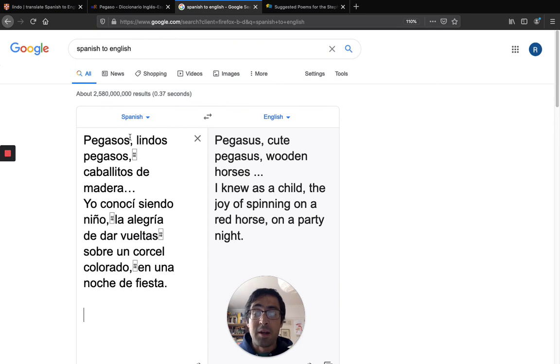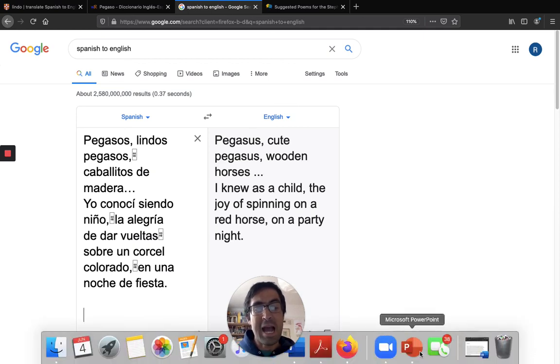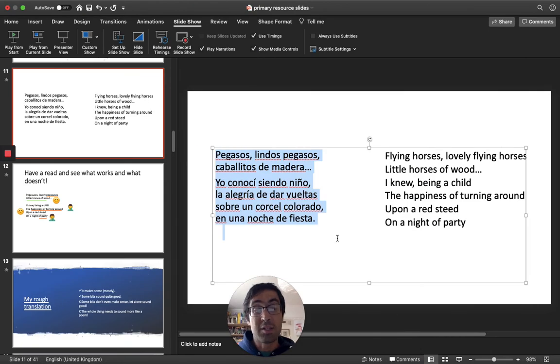Well, I think mine is better. For example, it's missed out the ito, which means little. Okay, so it's actually missed the whole bit. So I think we're already ahead of Google Translate, which can only be a good thing. And I now understand it all because I've done it myself. Okay, that's a rough translation, and I'll see you in the next video.